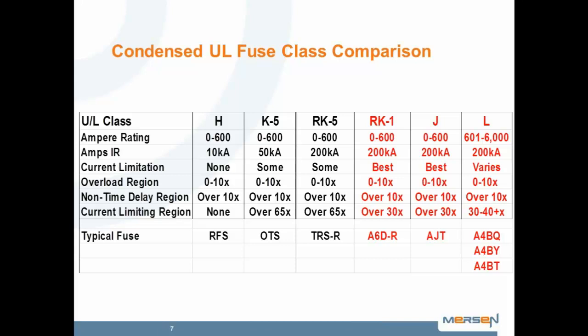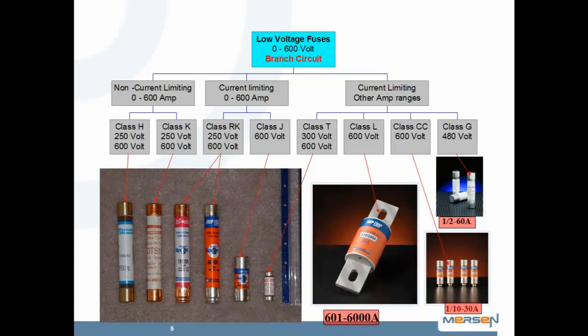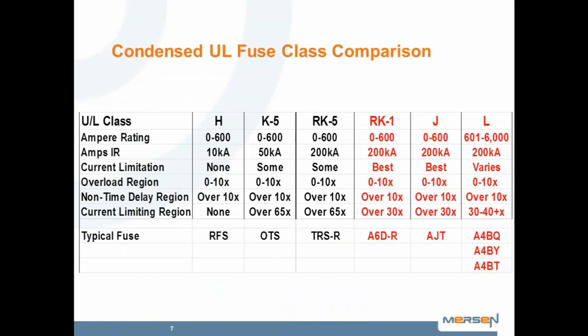If we go back a couple of slides, you can see that this is an example of an RK1 fuse. It will fit into an RK5, K5, or Class H set of fuse clips. So the only difference is really the current limitation and the modern design, but it will fit into the same fuse clips. This has current limiting region starting at 30 times the fuse's rating.